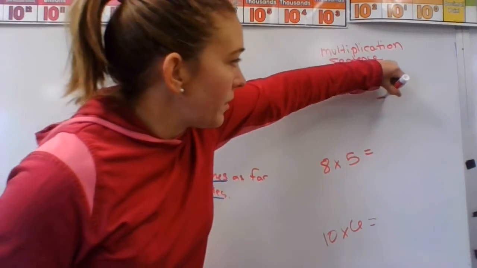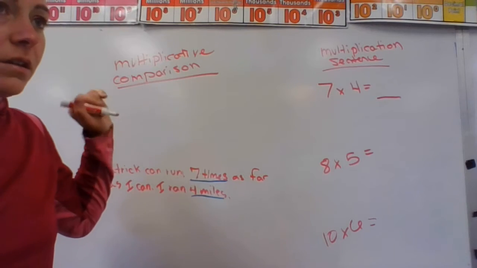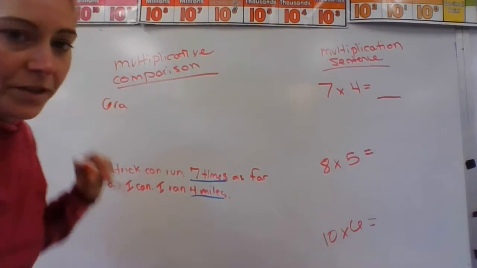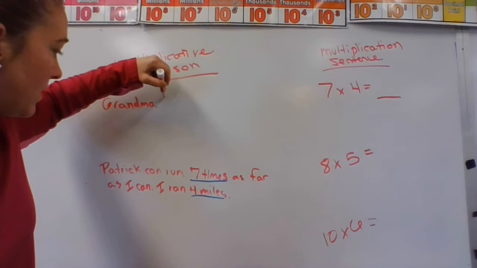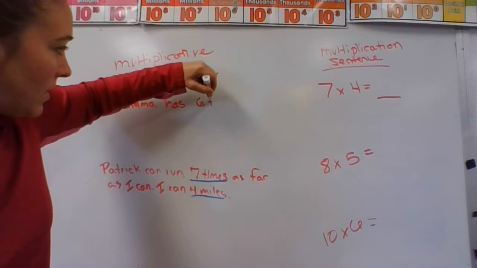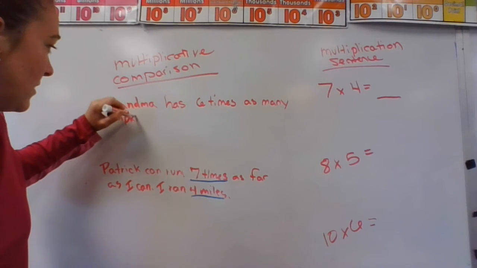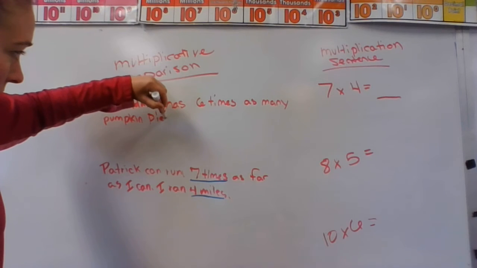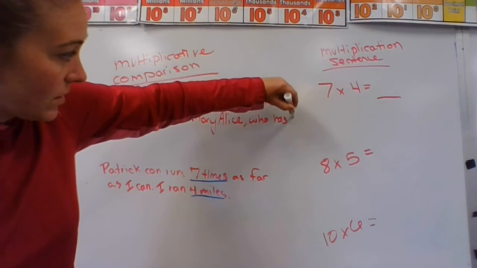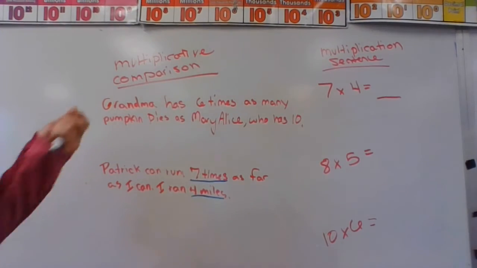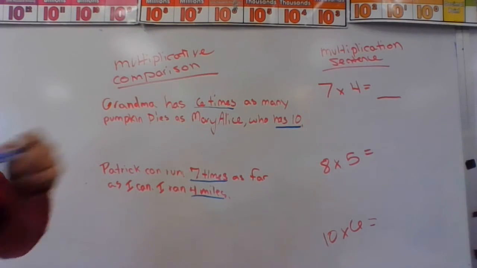What's another one? Maybe I would even put a little spot here and a little space so you could draw the arrow over. 10 times 6. I'm going to do that one right here on top. So that's across here. How about grandma? Grandma has 6 times as many pumpkin pies as Mary Alice, who has 10. So I did 6 times right there for my times 6, and she has 10. So it would be 6 times 10.